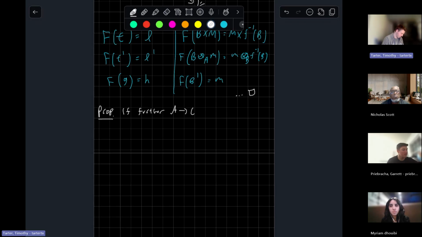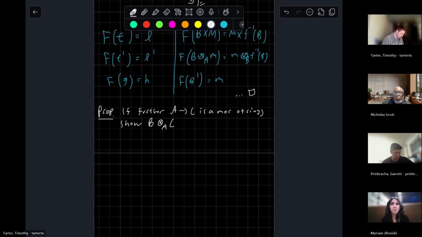A to C is a morphism of rings. Show that B, and then what tensor product is used? As an A tensor product with C is a ring. And this gets later reinterpreted as 1.2U.